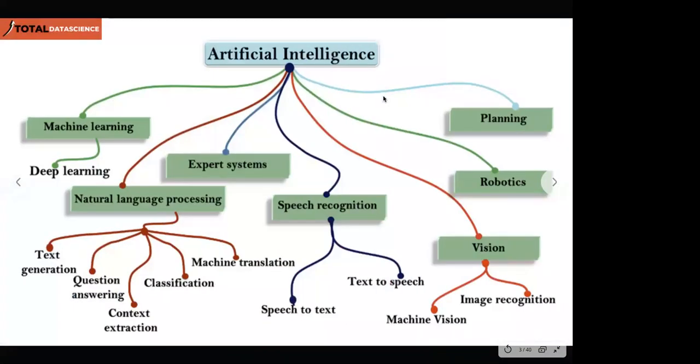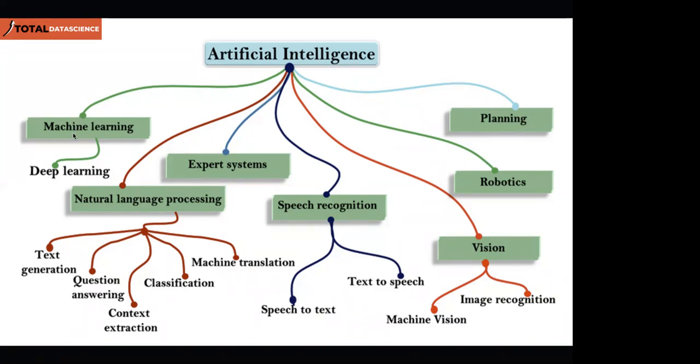So artificial intelligence, as I said, is the big umbrella here. Let me try and bring my pen. So artificial intelligence is actually the big umbrella, and under that we have machine learning. We have a lot of concepts there. We have expert systems, NLP, speech recognition, the likes of robotics, and vision, right? Computer vision and things like that. So machine learning is just one part of artificial intelligence. It's just one subset of the big umbrella artificial intelligence, all right?